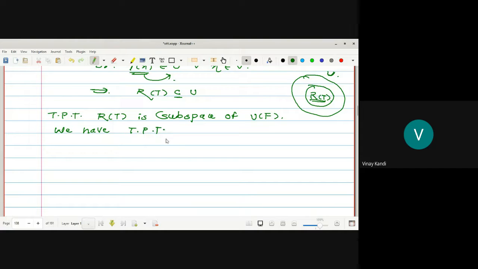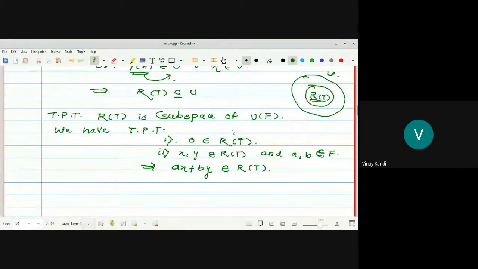first condition. Similarly, from the first theorem, we have to prove that this 0 belongs to the range space of T. And the second one: X and Y are two elements from the range space of T, and A and B are two elements of the field F. If this implies AX plus BY belongs to the range space of T, then this R of T is a subspace of U over F.